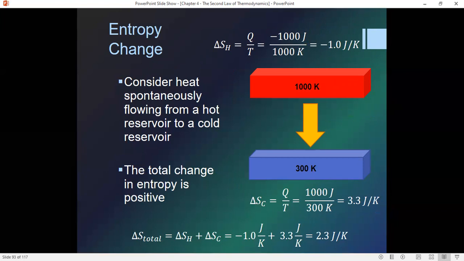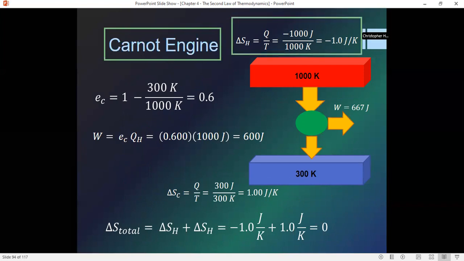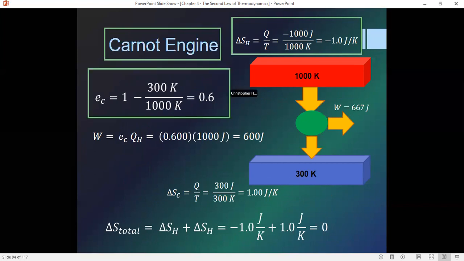Now, for reversible processes, we've already stated that reversible processes don't really exist. But we use a Carnot engine because we know that it consists of reversible processes. And in this particular case, if I had a perfect Carnot engine, I could take the heat from the hot reservoir. It's still negative 1 joule per degree Kelvin. A Carnot engine has a maximum efficiency between 1000 degrees Kelvin and 300 degrees Kelvin of 0.6.